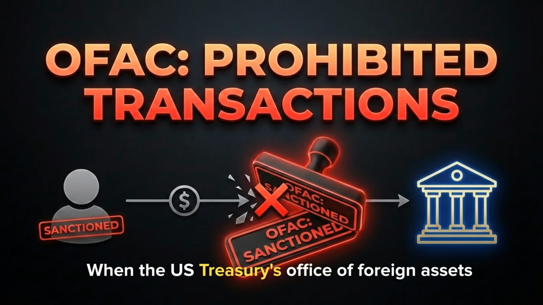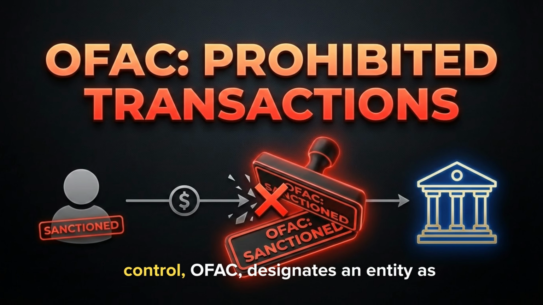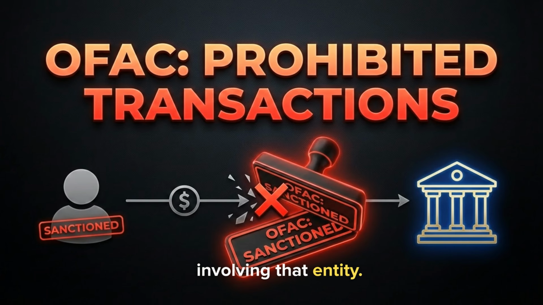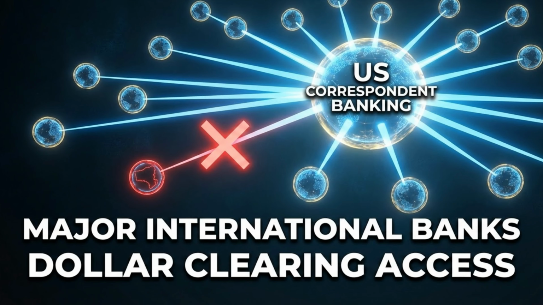When the US Treasury's Office of Foreign Assets Control, OFAC, designates an entity as sanctioned, US financial institutions are prohibited from processing transactions involving that entity. And because major international banks rely on their US correspondent banking relationships for dollar clearing access, they typically comply with US sanctions designations for transactions well beyond US borders to preserve their access to the US financial system.